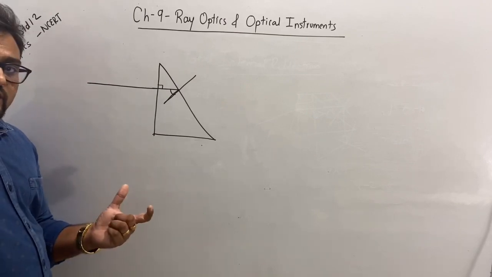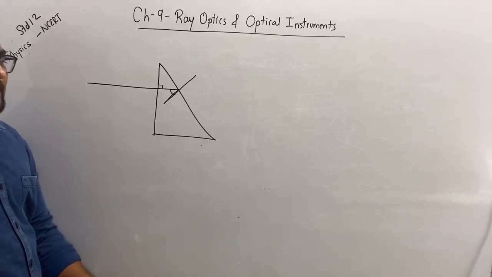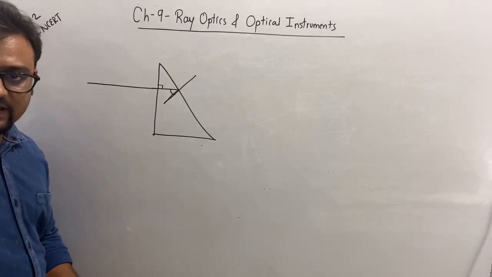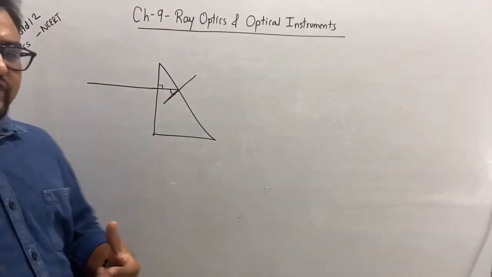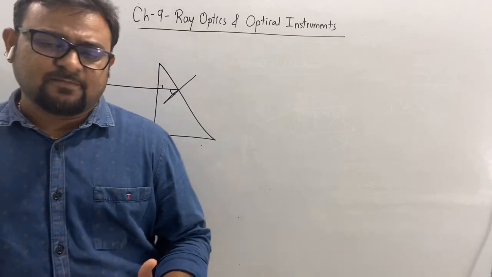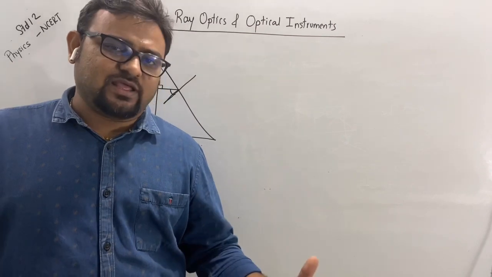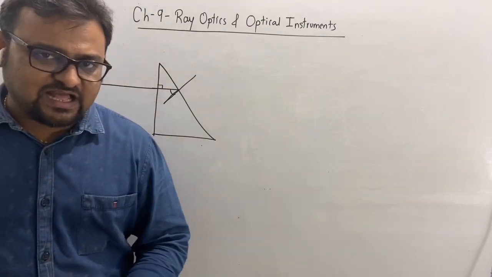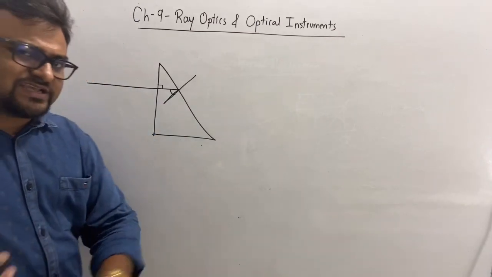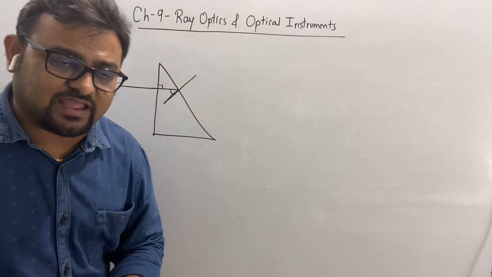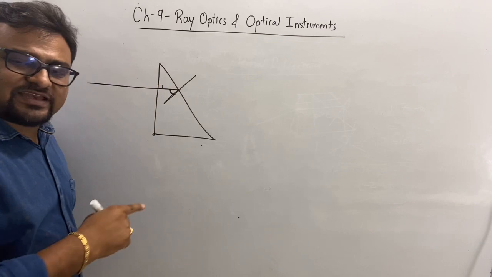Now for a prism of crown glass, the critical angle is approximately 41 degrees, and for flint glass, it's nearly 37 degrees. Crown glass and flint glass are two types of glass material. Crown glass has a relatively lower refractive index compared to flint glass, and flint glass has a relatively higher refractive index. So in both cases, the critical angle is less than 45, and this angle is 45. So it will be reflected internally.